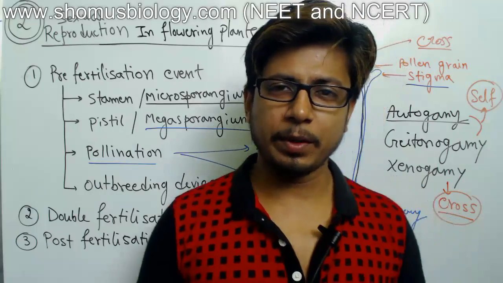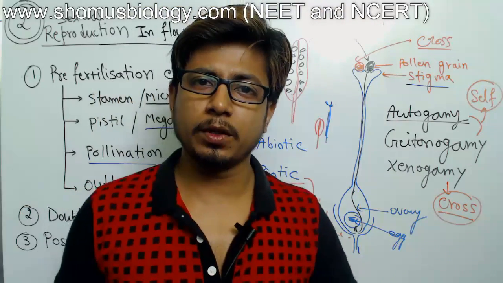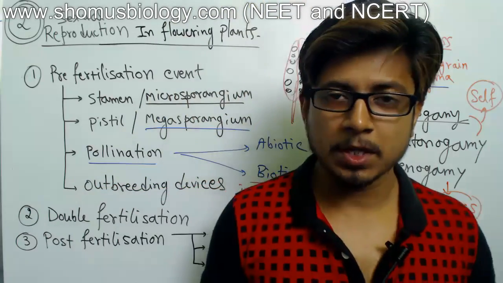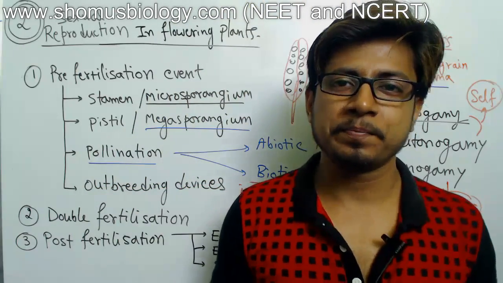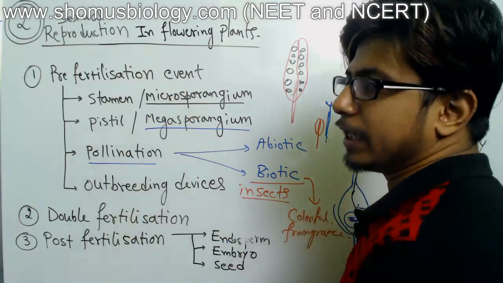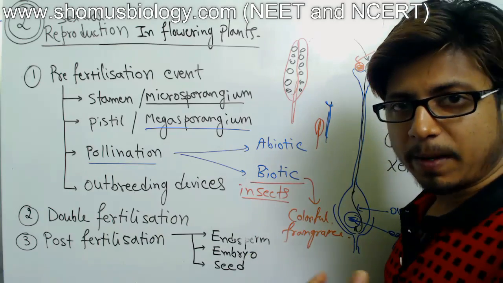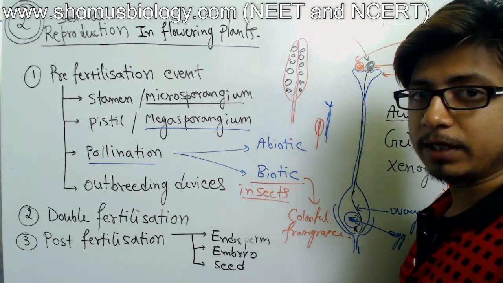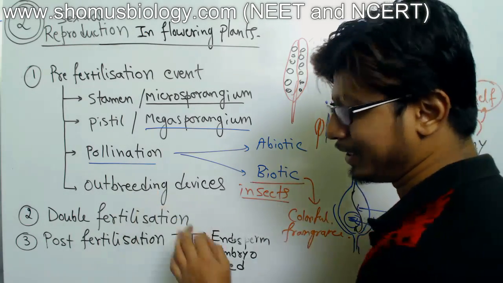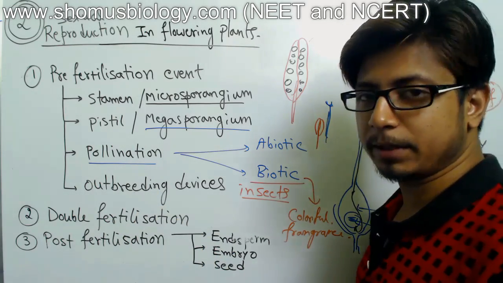Welcome back, friends. We've been talking about sexual reproduction in flowers, and we have also talked about the different steps of sexual reproduction in flowers. We divided this chapter into three different parts. Pre-fertilization events, where the plant becomes prepared for fertilization. Then the event of double fertilization, which is unique to angiosperms or flowering plants.